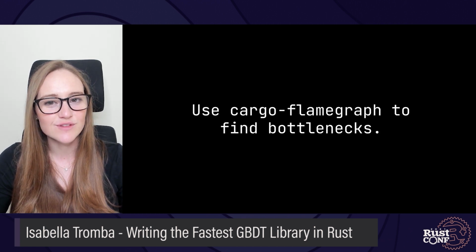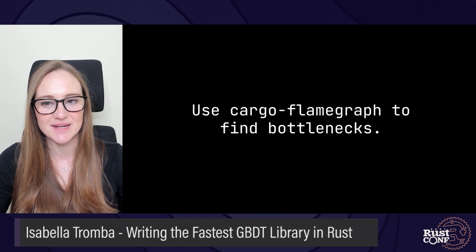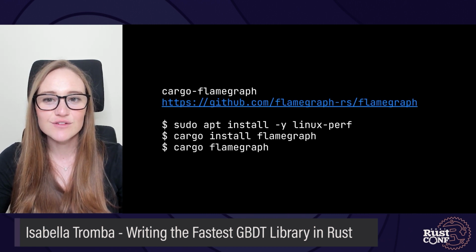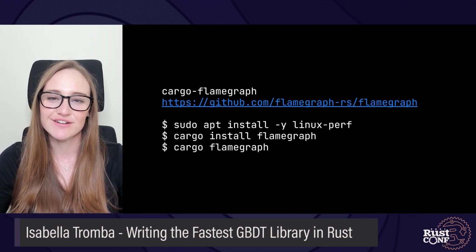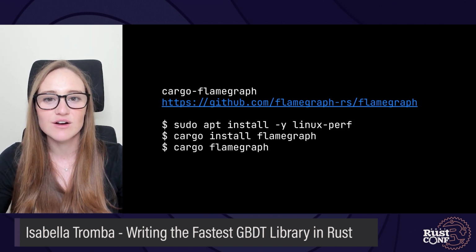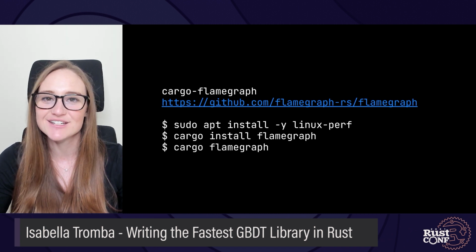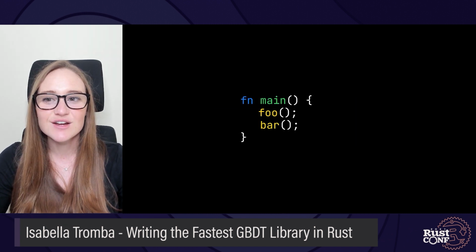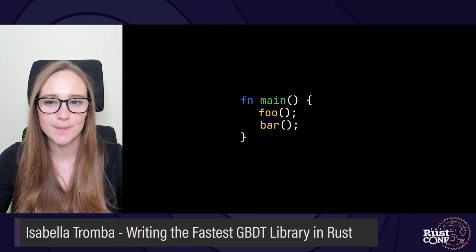Next, we used cargo flamegraph to find where most of the time was being spent. Cargo flamegraph makes it easy to generate flame graphs and integrates elegantly with cargo. You can install it with cargo install and then run cargo flamegraph to run your program and generate a flame graph. Here's a simple example with a program that calls 2 subroutines, foo and bar.